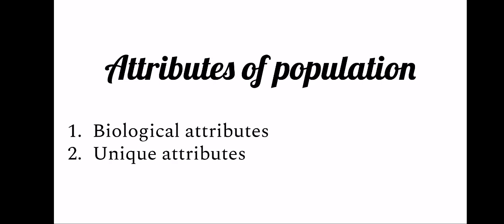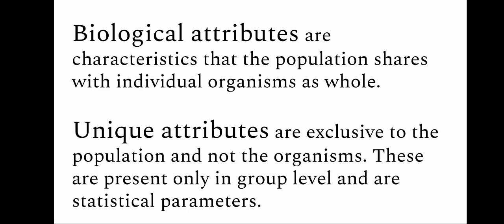So talking about these characteristics or attributes in nature, we have two types of attributes. First is your biological attributes and second is your unique attributes. Talking about the biological attributes, I've written a simple definition which says that biological attributes are characteristics that the population shares with individual organisms as a whole. That means these are certain characteristics which are present both in the population as well as in the individuals that make up the population.